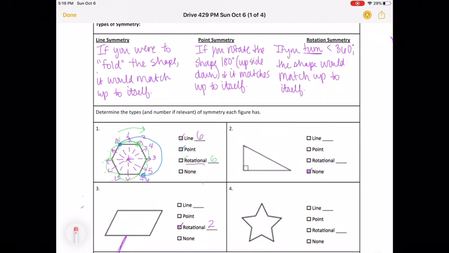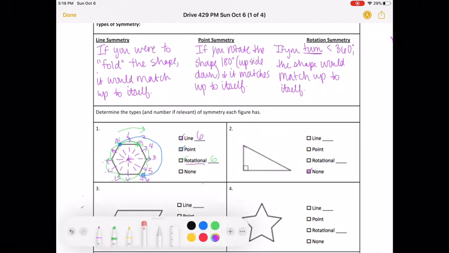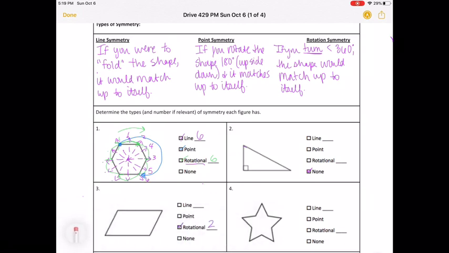All right, I'm going to erase that a bit. And again, if it's rotational, you typically have point as well. So if I turned it 180 degrees or upside down, it would match up, so it would have point symmetry. Okay. All right, 4th, the star. So let's go ahead and pause here, see if you guys can solve number 4.